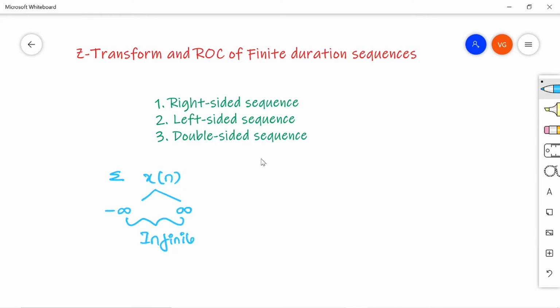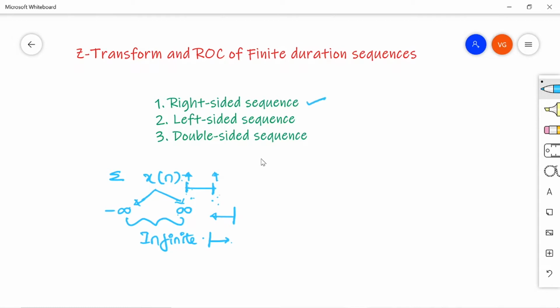If it is an infinite duration sequence, every time it won't be extending from minus infinity to infinity, right? It has a certain range. So that is called a finite duration sequence. It has a range, that is the lower bound and upper limit. If a signal exists with both upper and lower limits, then we call it a finite duration sequence. Even if it is limited by only one side, either the upper limit or the lower limit, we still call it a finite duration sequence.